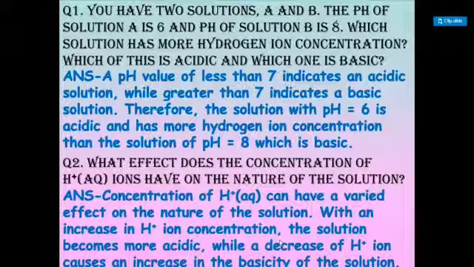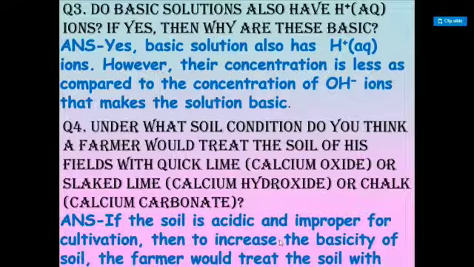Next question is, what effect does the concentration of H+ ions have on the nature of the solution? Concentration of H+ ions can have a varied effect on the nature of the solution. With an increase in H+ ion concentration, the solution becomes more acidic, while a decrease of H+ ions causes an increase in the basicity of the solution.